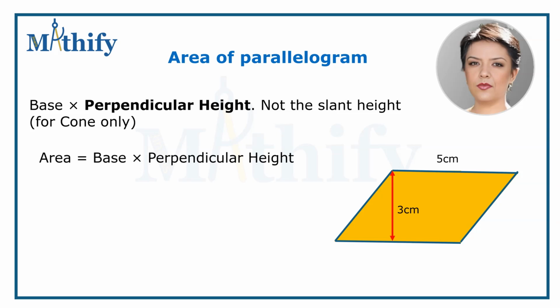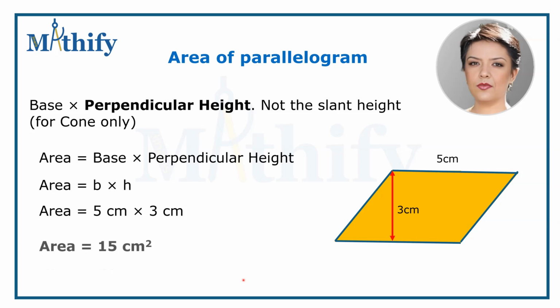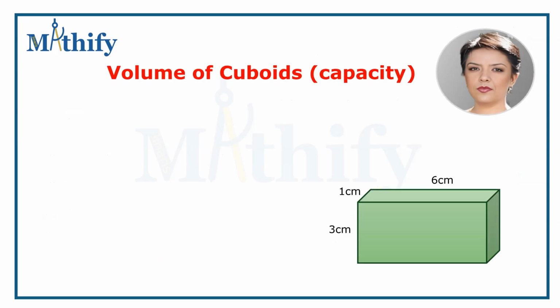Our base is equal to 5 and our perpendicular height is equal to 3. So all we need to do is multiply them together. 5 centimeters multiplied by 3 centimeters. Our area will be 15 centimeters squared. Please include your units in your final answer. Let us look at a new shape.